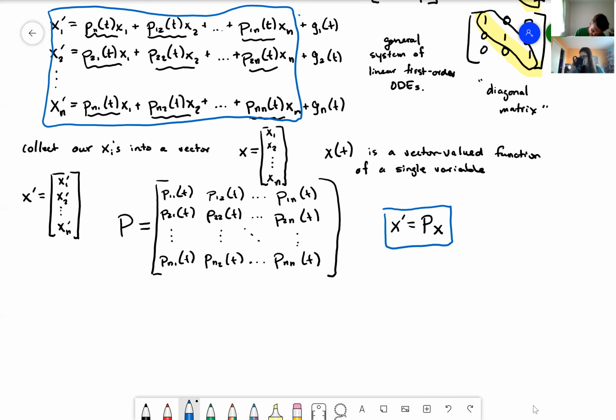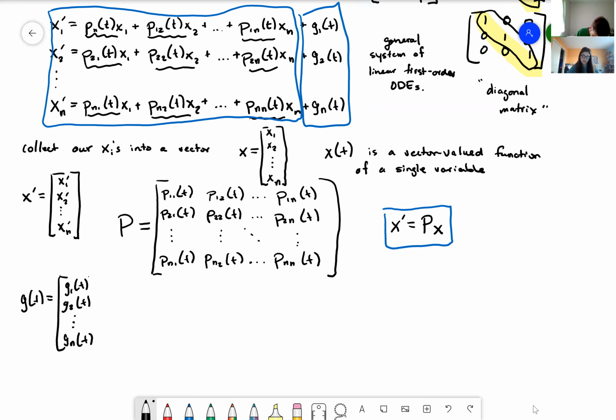Now we can include the non-homogeneous part here by just collecting together d of t is equal to g1 of t, g2 of t, all the way down to gn of t. And now we have our general thing here.